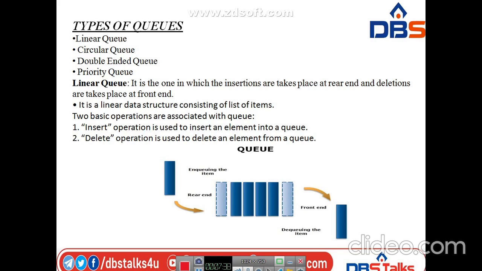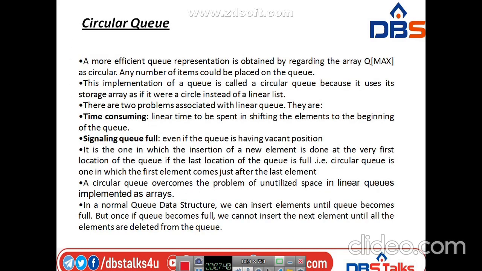The next one is the circular queue. When we studied the linear queue, we mentioned one drawback: even though we have two vacant positions in the queue, the rear end will show the queue full status. This drawback will be avoided in the circular queue. We have studied that in normal queues, that is linear queues, and that drawback is what we are going to avoid in the circular queue.